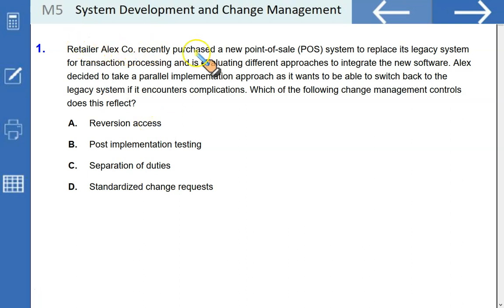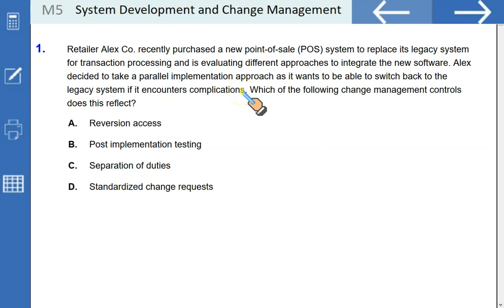Retailer Alex Company recently purchased a new point of sale system to replace its legacy old system for transaction processing and is evaluating different approaches to integrate this new software to its existing infrastructure. Alex decided to take a parallel implementation approach, so it wants to be able to switch back to the legacy system if it encounters complications.